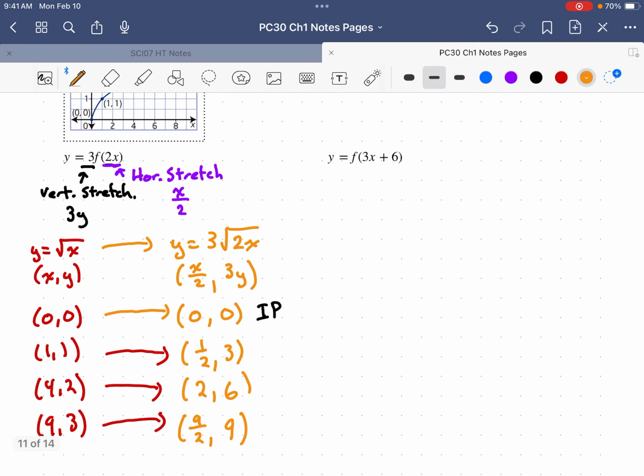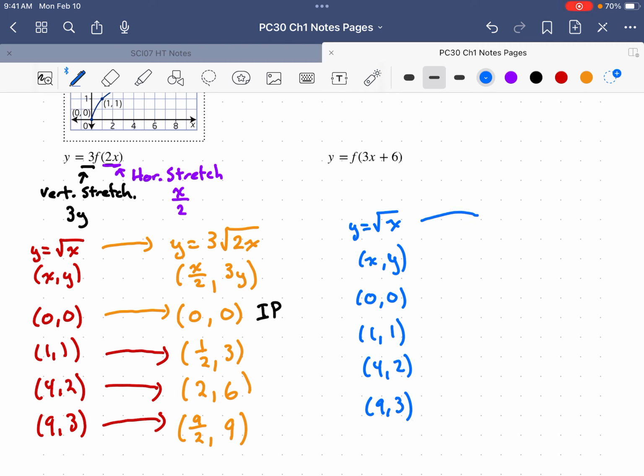All right, let's take a quick look at this second example. Again, we're starting with y equals the square root of x, which is our x and y. And these are the points 0, 0, 1, 1, 4, 2, 9, 3. We are going to this function. Y is equal to the square root of 3x plus 6.